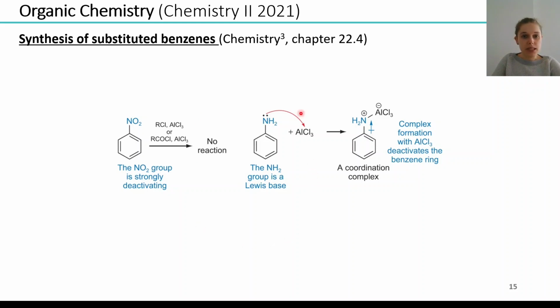But for phenylamine, we have an activating group. So why does it not react in Friedel-Crafts reactions? The problem here is that the aluminum trichloride preferentially reacts with the amino group to form a coordination complex. The formed coordination complex has a positively charged nitrogen atom, which exerts a -I effect on the ring. And hence, the ring gets deactivated and does not react in Friedel-Crafts reactions.